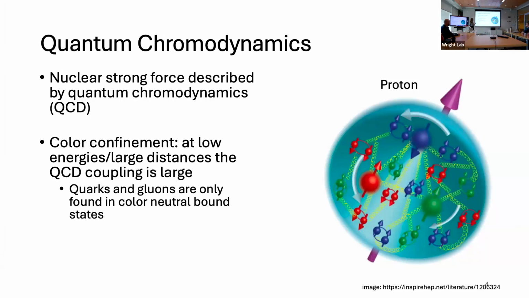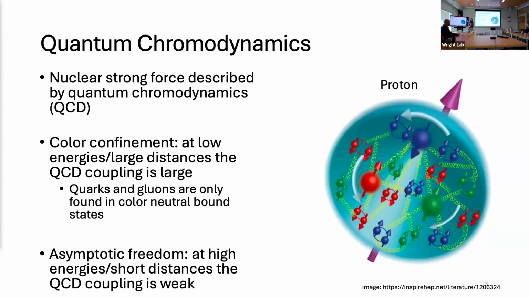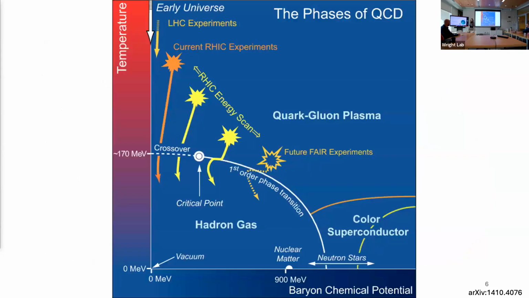So at the low energies and large distances, the QCD coupling is very large. And all of your quarks and gluons are only really found in color neutral bound states, like the proton or the neutron. On the other side of things, at very high energies or short distances, the QCD coupling becomes very weak. And so you have this phenomenon called asymptotic freedom, which means that at the long distances, the quarks and gluons just sort of act like free particles.